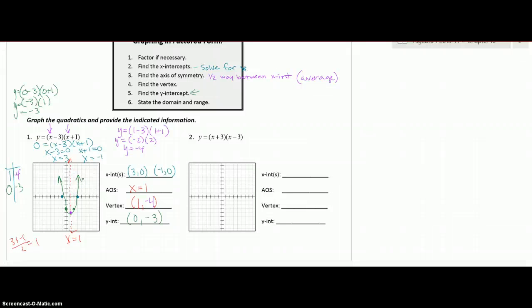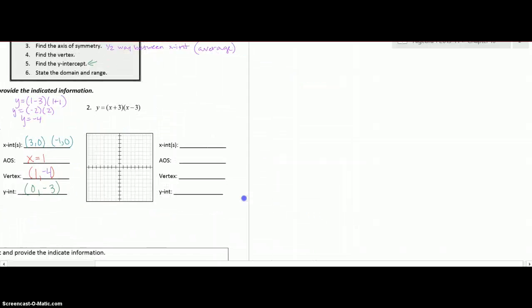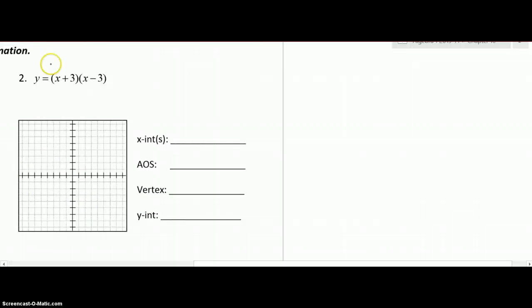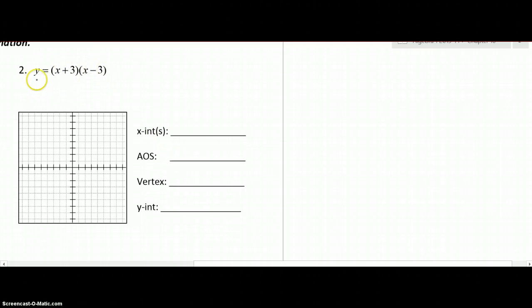Okay, so let's look at number 2. Again, this one should be opening up because the number in front is positive. There's an implied positive 1 right there. So we are going to first find the x-intercepts. How do we do that? We have to factor and solve. This is already factored, so we will put 0 in for y and solve. That means set each factor equal to 0.